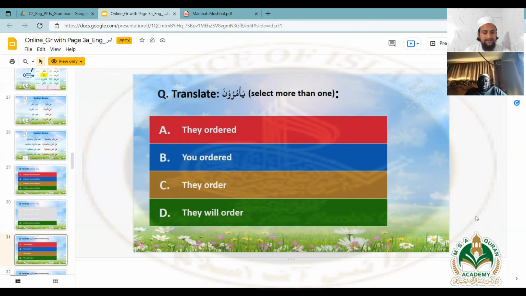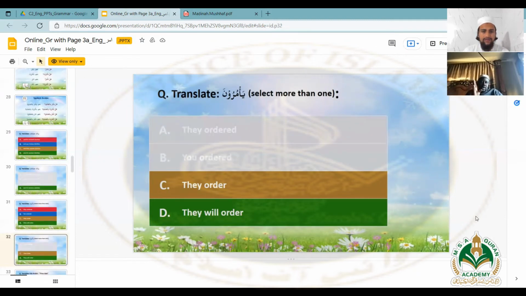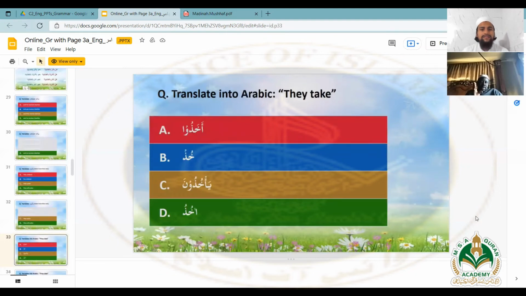Okay, order. Okay, they order. They will order. C and D. They order, they will order. MashaAllah. Translate into Arabic: they take.